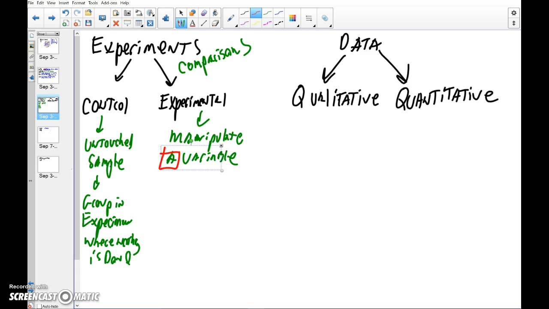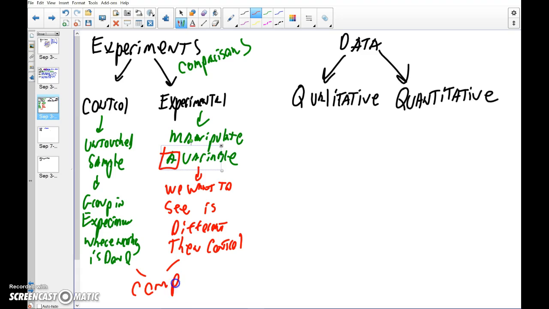What I want you to understand is that in an experiment, we manipulate a variable because we want to see how our group, our sample, is different than the control. And see, that's the whole thing. We are comparing. What are we comparing? The thing we changed with the thing we did not. All right, and that's the key idea with experiments.